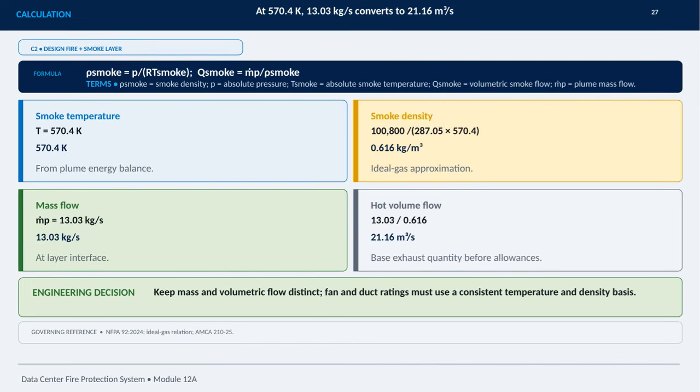This slide converts the smoke plume mass flow into a hot, volumetric flow rate for design purposes. The governing relationship uses the ideal gas approximation.